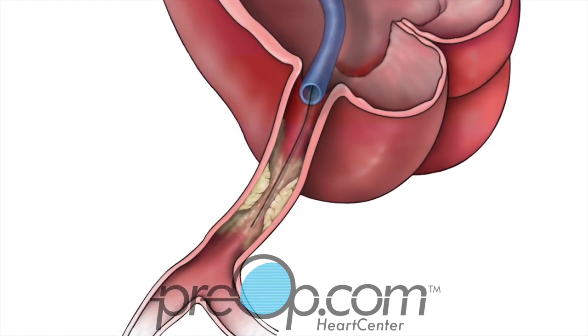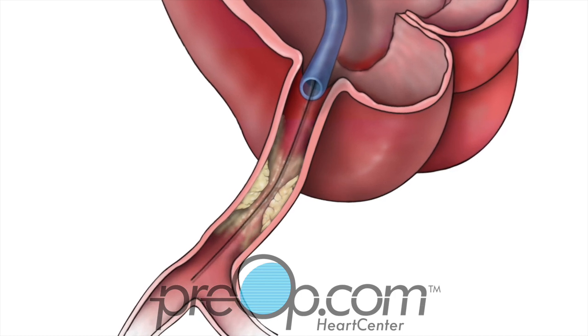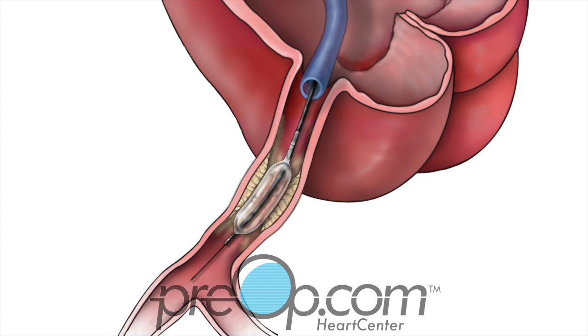A guide wire is placed through the catheter to the site. A deflated balloon catheter is positioned in the blockage. The balloon is inflated, pushing against the plaque and opening the artery for more blood to flow. The balloon is then emptied and the catheter removed.